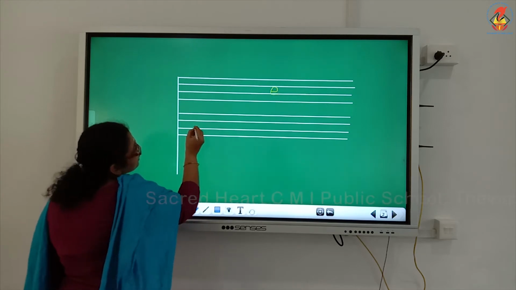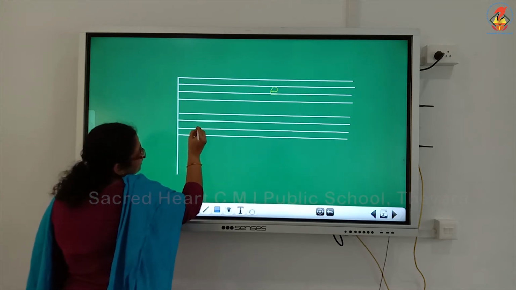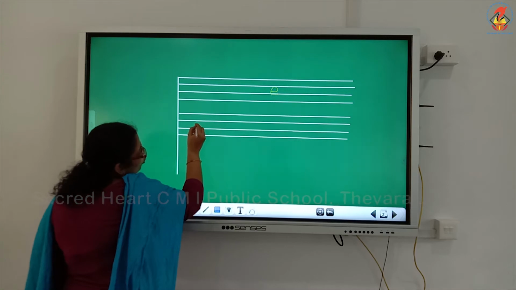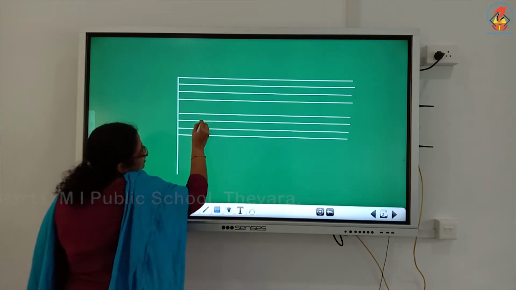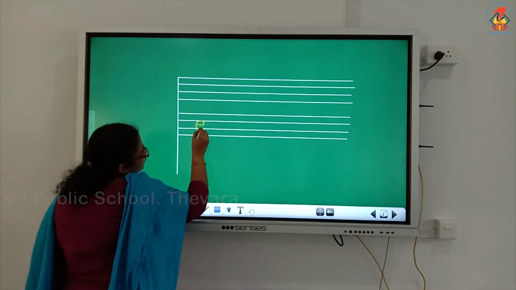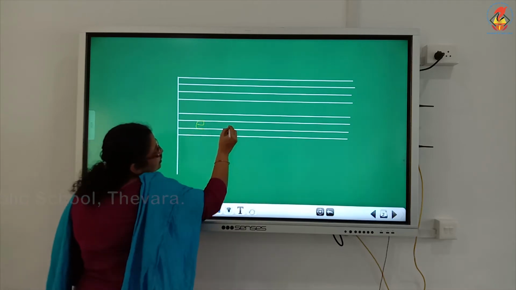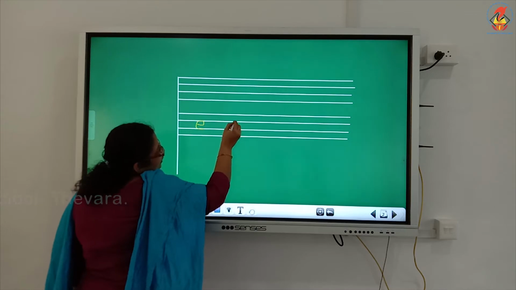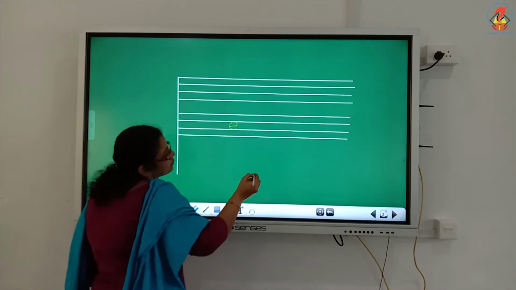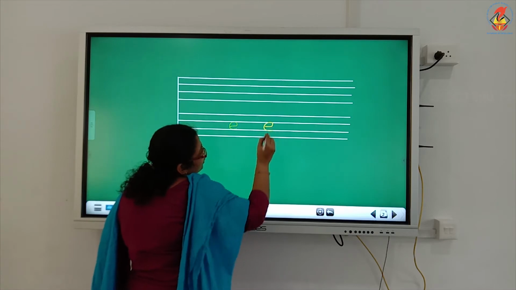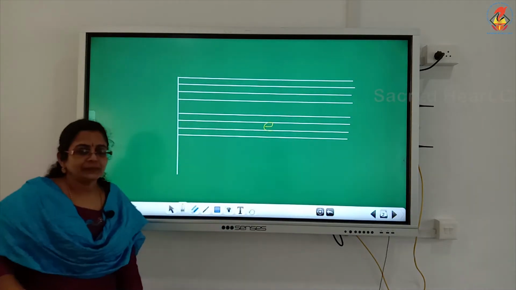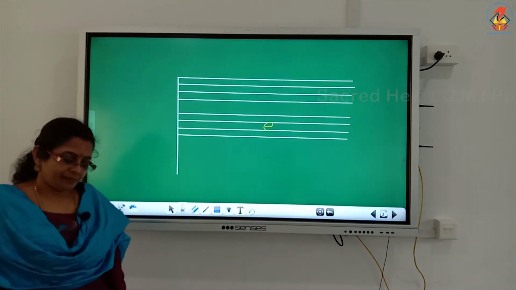Then again, in between the second and third line, you are going to draw a small sleeping line, go up and touch the line and a forward curve. Again, small sleeping line, go up and touch the line and a forward curve. Letter E. Now you have the worksheet.